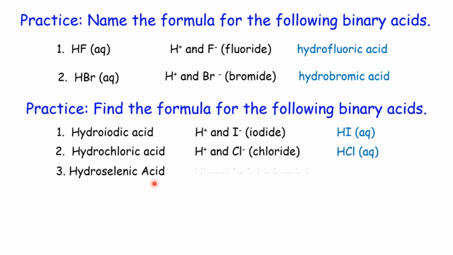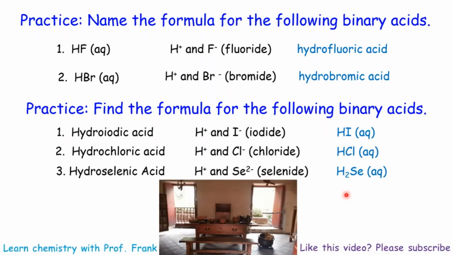Hydroselenic acid, hydrogen and selenide, Se2 minus. And then make sure the charge becomes the subscript of the other ion. That's what we did here. And then also AQ. So that's from formula to names and from names to formulas. So you should be able to work with those nomenclature problems.